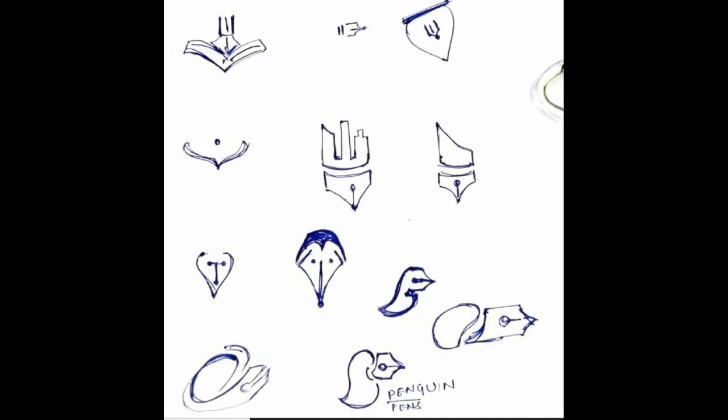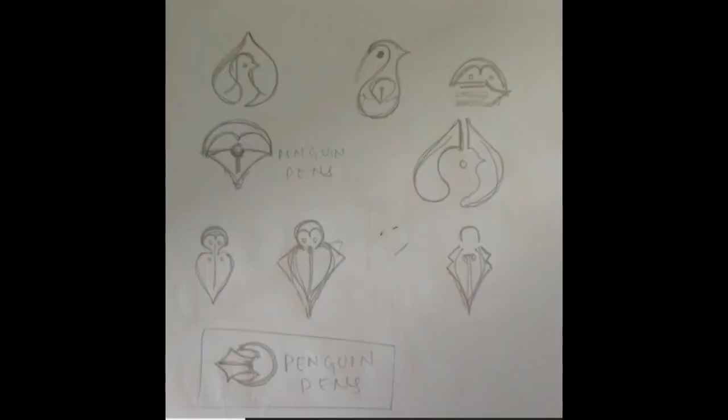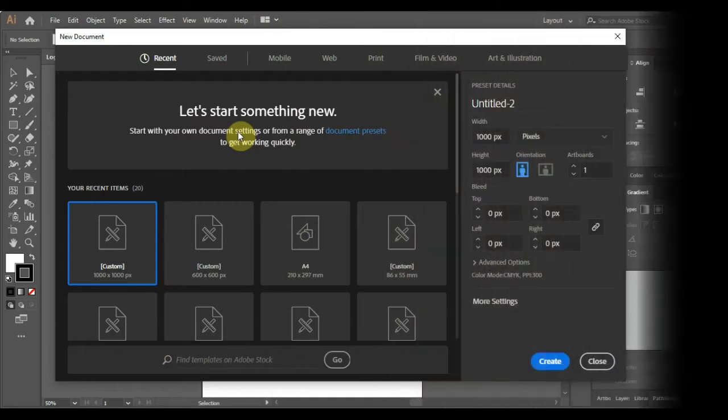I'm not satisfied with any of these logos, so I kept on sketching more. I used a pen over here, and then I'll switch to a pencil. These are some of the logos I designed next. In each logo I tried to replicate the symbol of a penguin, but finally I felt that the bottom one could be the best for the concept. It looks like a penguin head and also has the nib of a fountain pen on it.